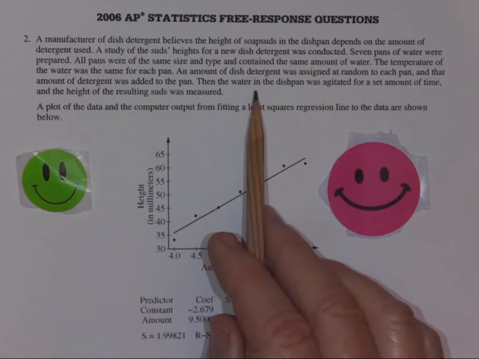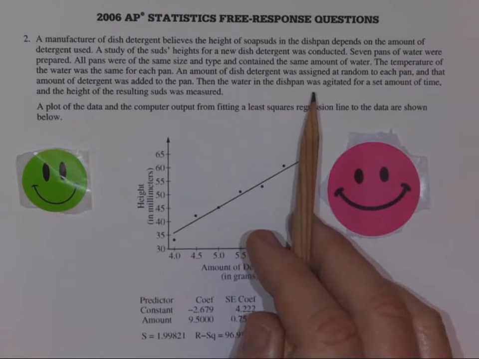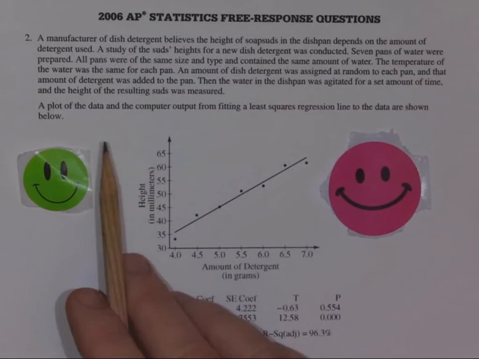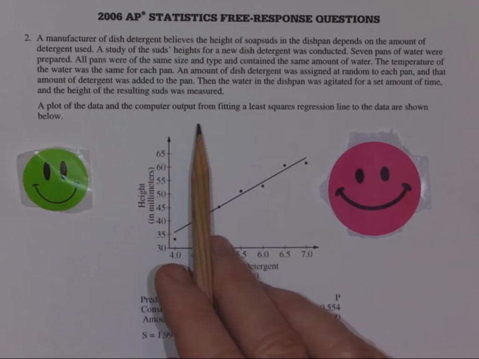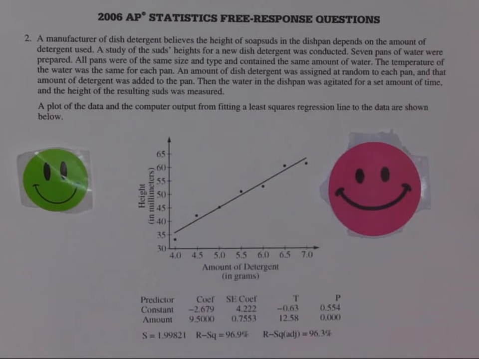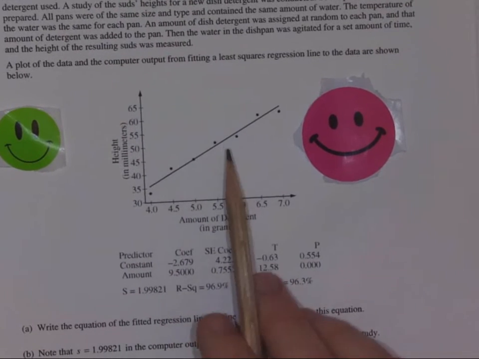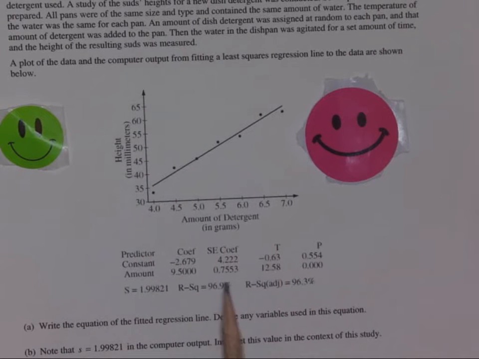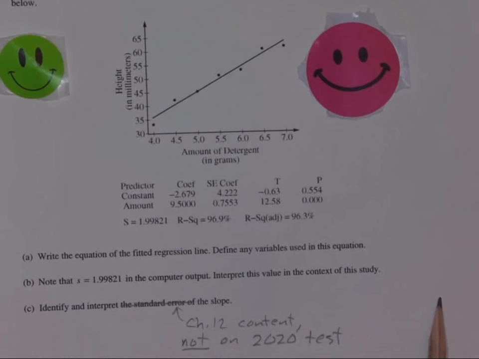Then the water in the dishpan was agitated for a set period of time, and the height of the resulting suds was measured. A plot of the data and the computer output from fitting a least squares regression line to the data are shown below. And so there's the plot of the data with the amount of detergent and the height, and then there is the computer printout. And then here are the questions being asked.